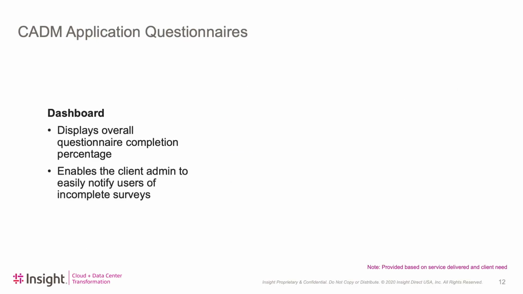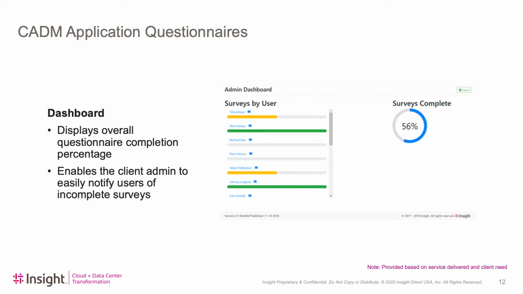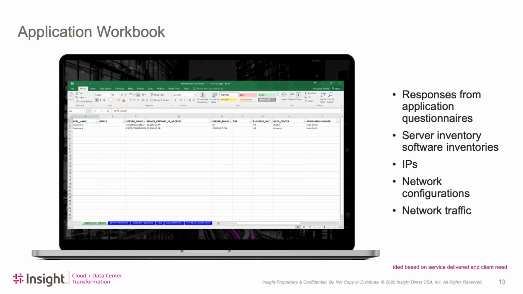If your organization requires information on the applications in your environment, we can use our CADM tool to help us gather application business requirements and downtime expectations. The tool has a set of standard questions and is customizable. Here we are seeing the administrator view of the dashboard, which shows in-progress and completed application questionnaires. Responses from application questionnaires, server inventories, software inventories, IPs, network configurations, and network traffic are all included in the application workbook we provide. This information comes in handy when re-IPing servers, determining disk space prior to migrations, and more.